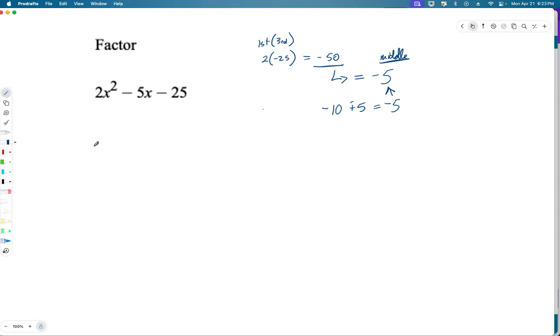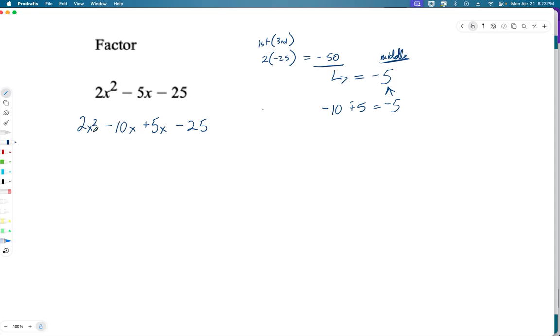So that's going to be how I factor this. 2x squared minus 10x plus 5x minus 25. We take these two factors and we put them in the middle to replace this one. If we add them together, we get the same thing. So we did not change the value of the problem. All we did was give ourselves an extra number to factor. So I'm going to do that now. I'm going to factor this.